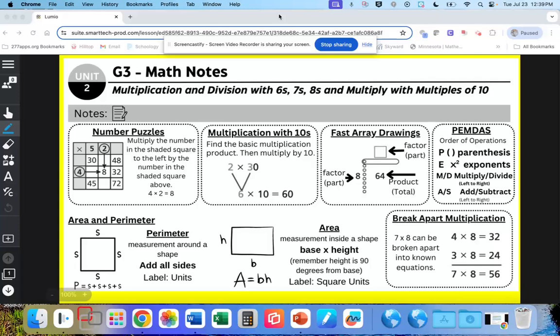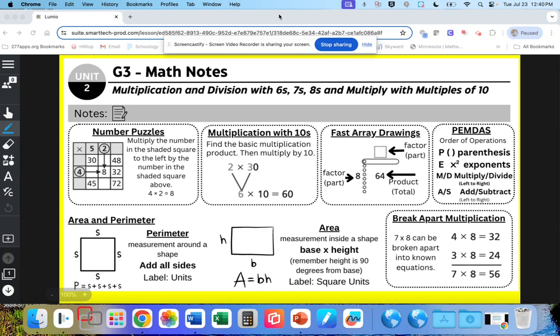Welcome to Grade 3 Math Unit 2 Overview. This unit's going to talk about multiplication and division with sixes, sevens, eights, and multiplying with multiples of 10.